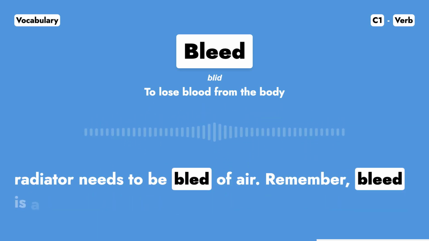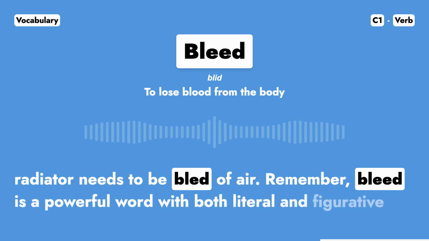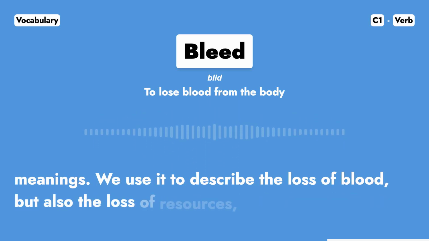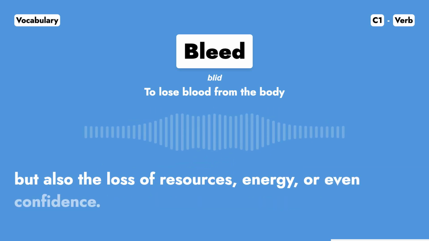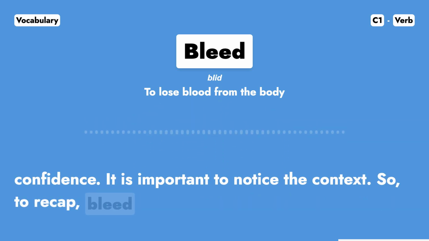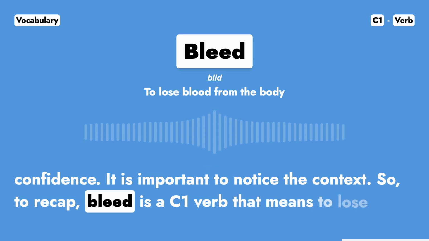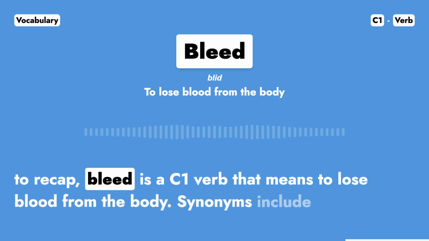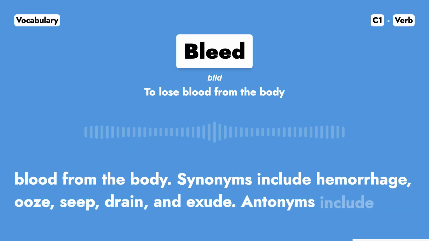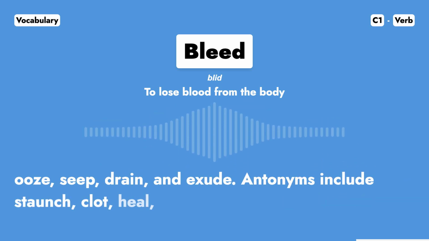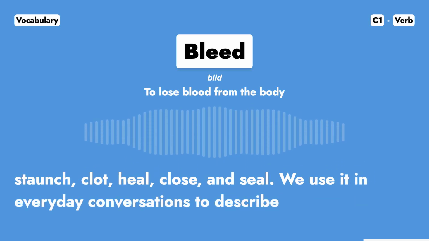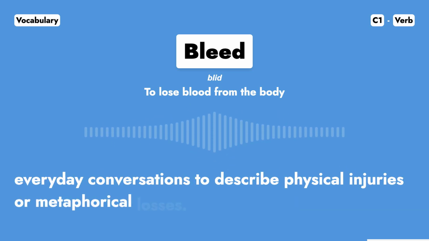Remember, bleed is a powerful word with both literal and figurative meanings. We use it to describe the loss of blood, but also the loss of resources, energy, or even confidence. It is important to notice the context. So, to recap, bleed is a C1 verb that means to lose blood from the body. Synonyms include hemorrhage, ooze, seep, drain, and exude. Antonyms include staunch, clot, heal, close, and seal. We use it in everyday conversations to describe physical injuries or metaphorical losses.